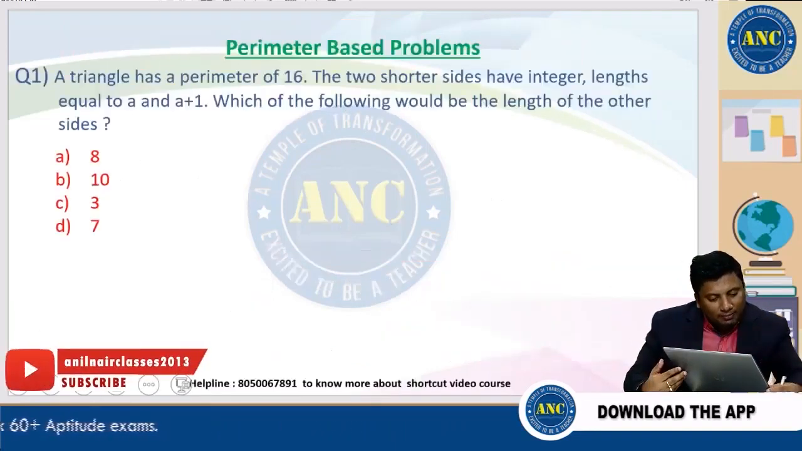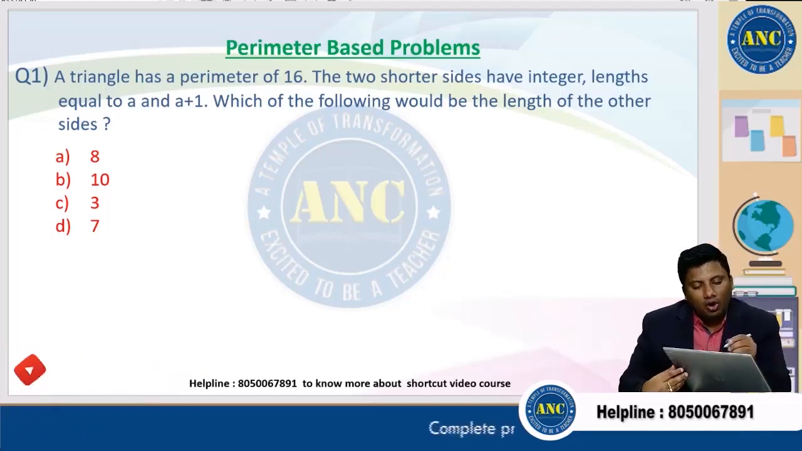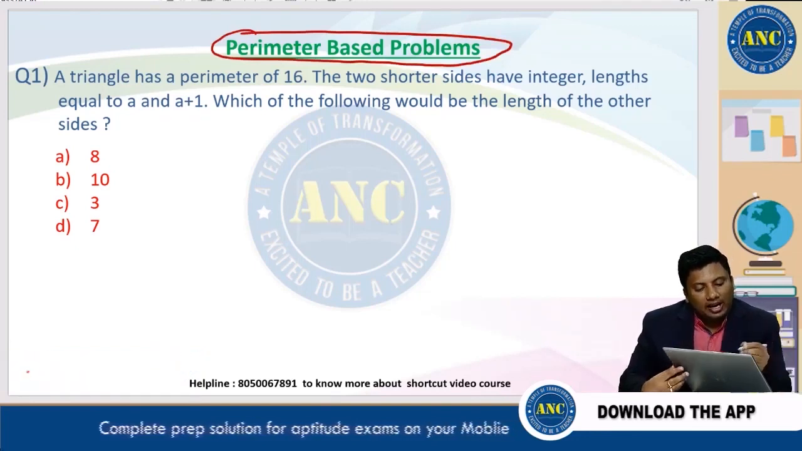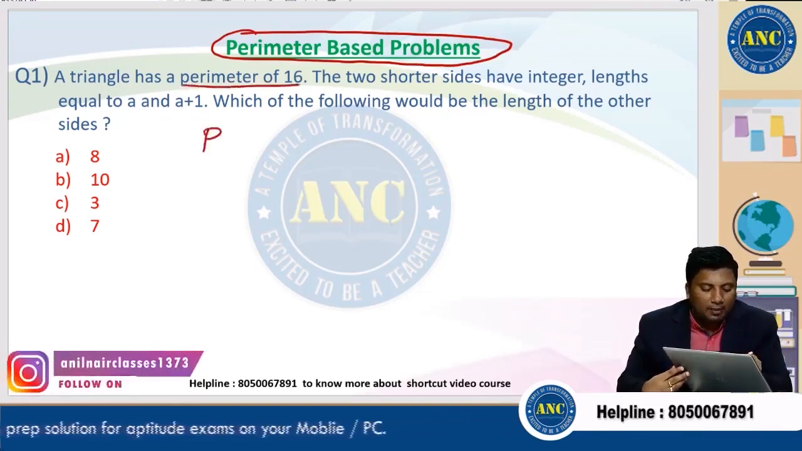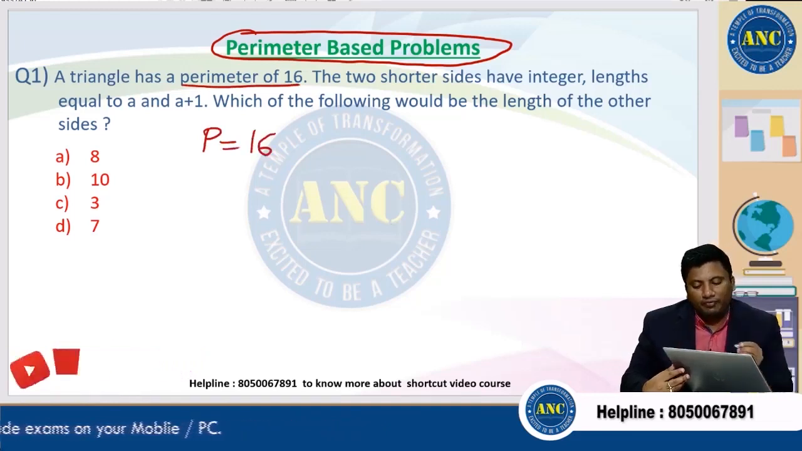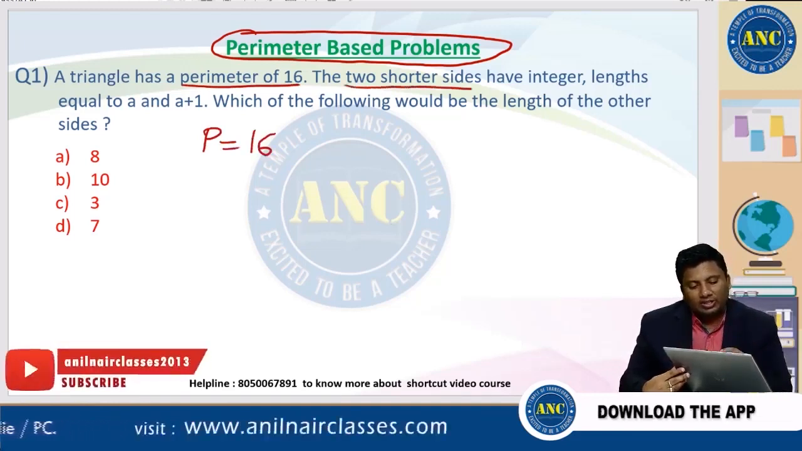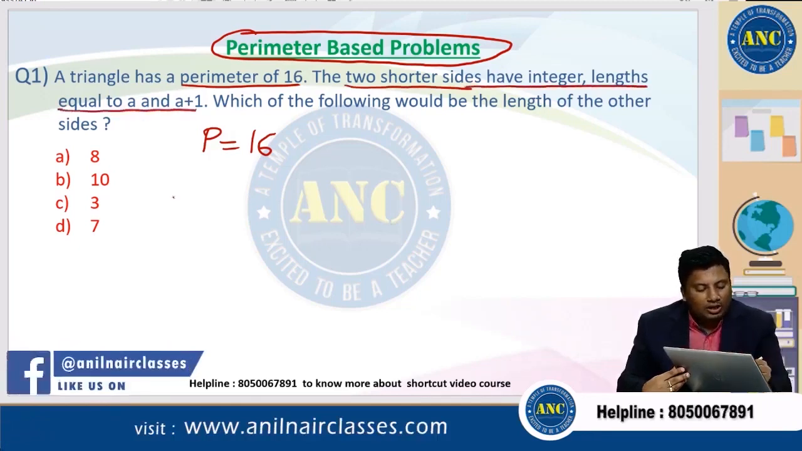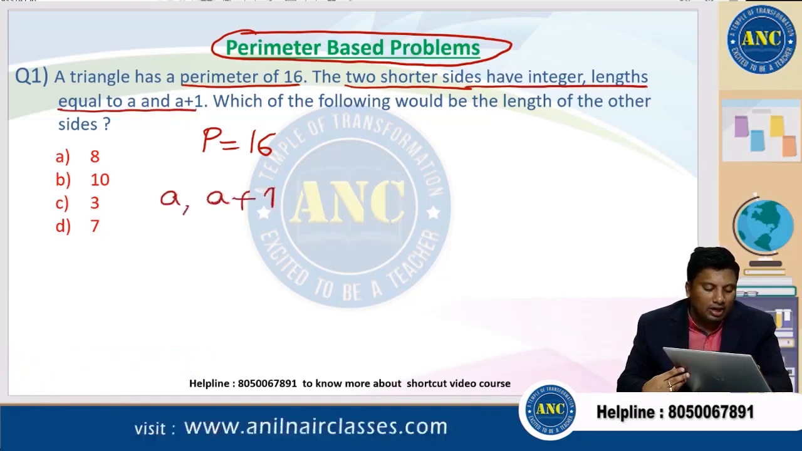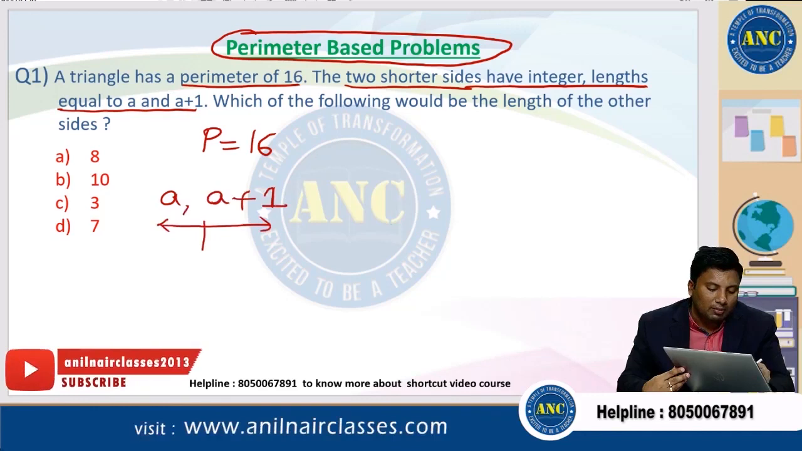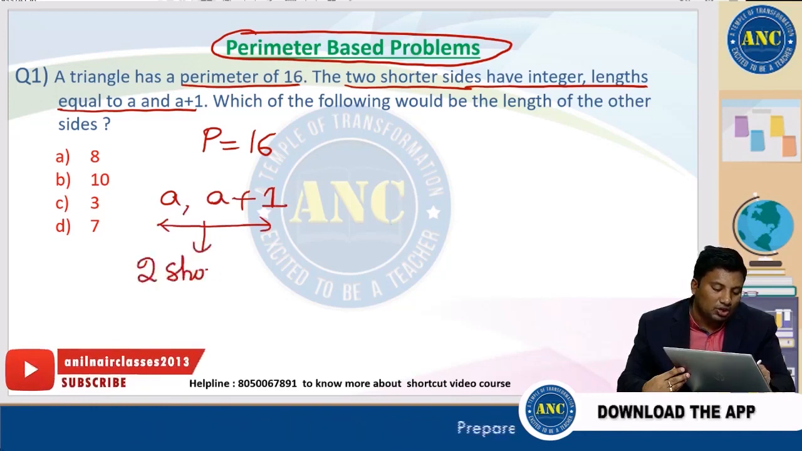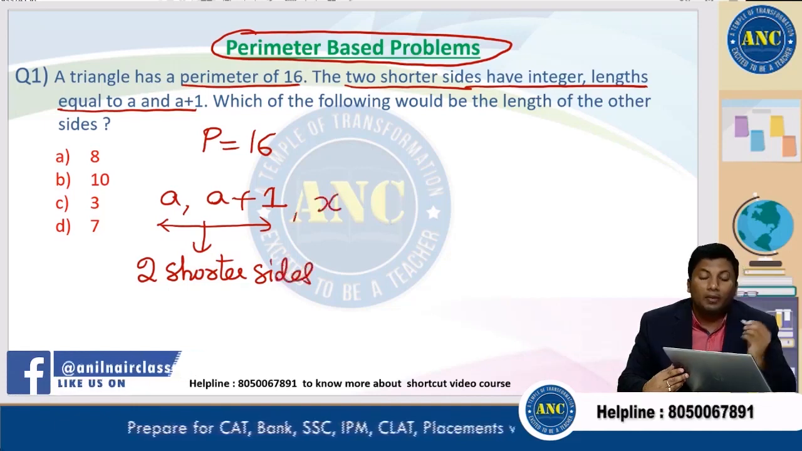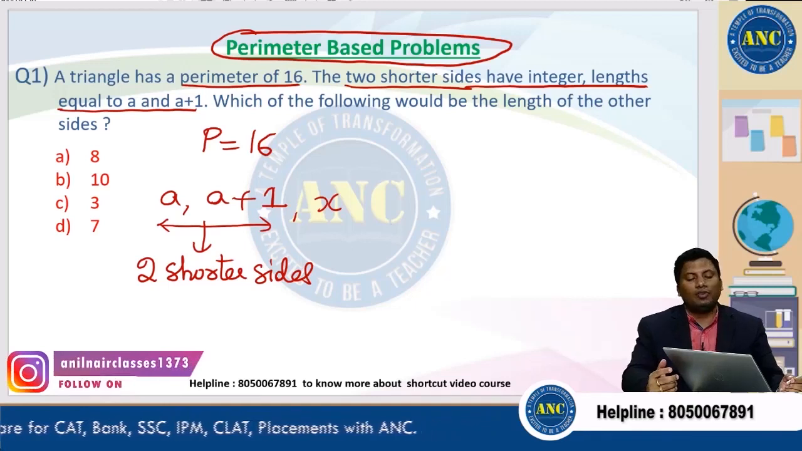Let us solve the first problem. All the problems are perimeter based problems. The first one: a triangle has a perimeter of 16. The two shorter sides have integral values A and A plus 1. These are the two shorter sides. The maximum length of the other side we don't know, so we will call it x.